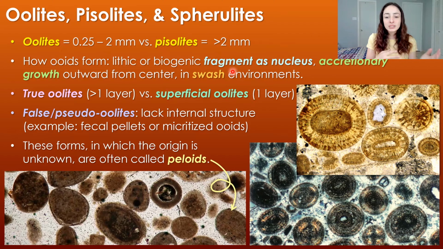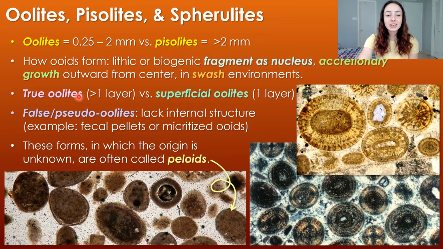But the swash zone basically swashes back and forth these nuclei, these lithic or biogenic fragments in a carbonate shelf environment, and in doing so covers them in carbonate material in this spherical shape with concentric layers that typically form due to events or episodes of accretionary growth.